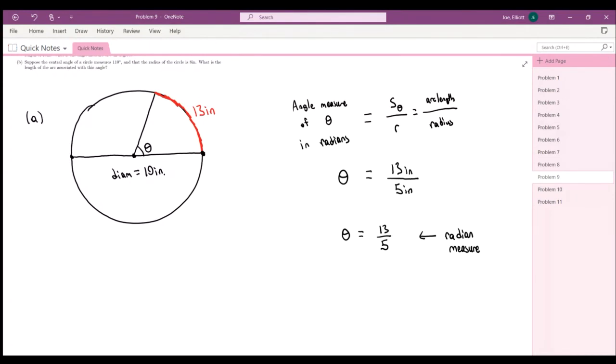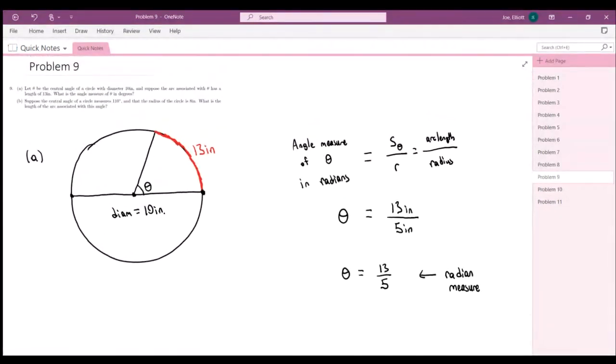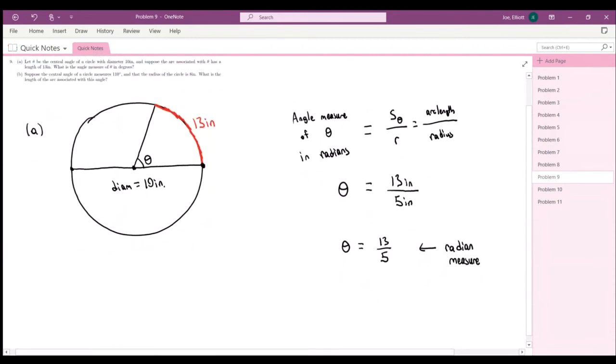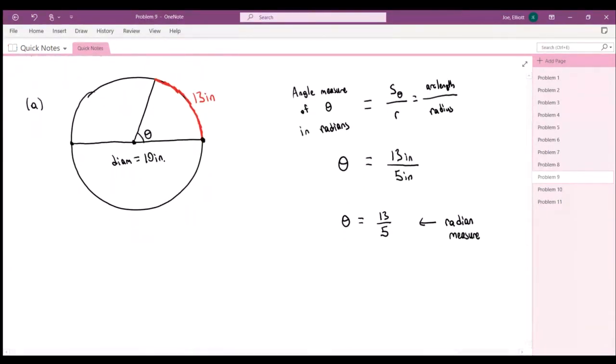Now, we have the angle theta in radians, but the question was asking for theta in degrees instead. So what we need to do is convert from radians to degrees. So how do we convert from radians to degrees?